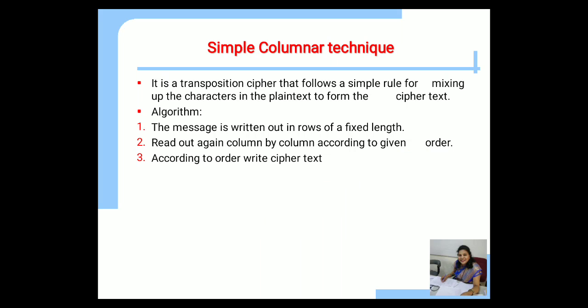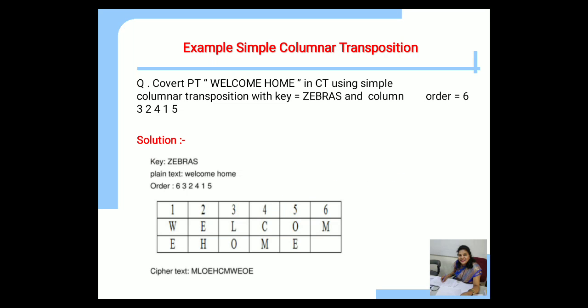The next algorithm of the transposition is simple columnar. It is a transposition cipher that follows a simple rule for mixing up the characters in plain text to form the ciphertext. There is a 3-step algorithm for simple columnar. The message is written out in rows of fixed length first. Whatever your plain text message is, it is written in rows of fixed length, then read out again column by column according to the given order. According to the order, write the ciphertext.